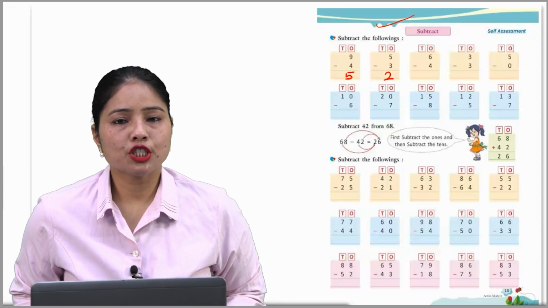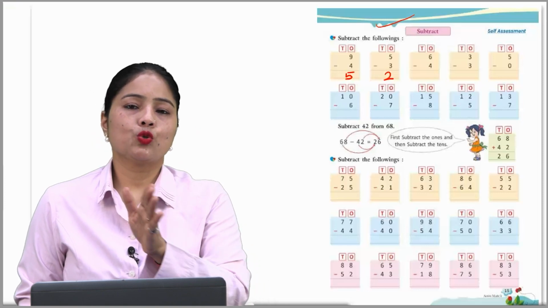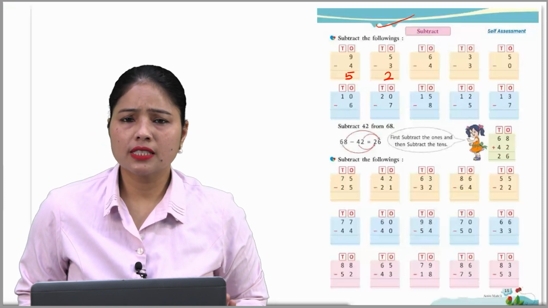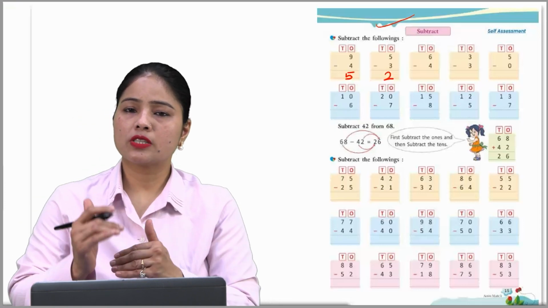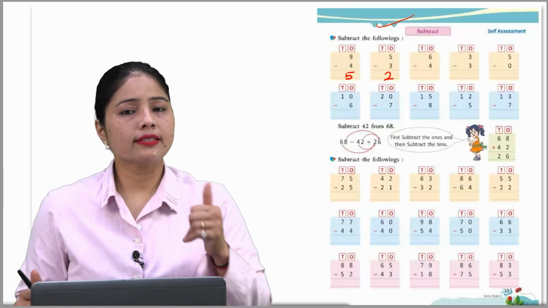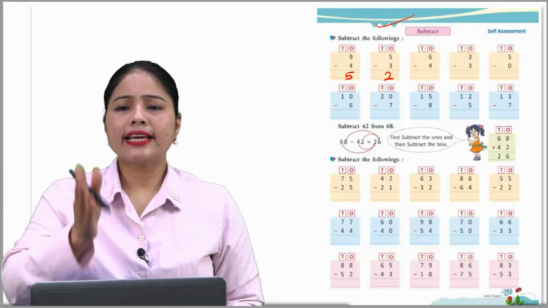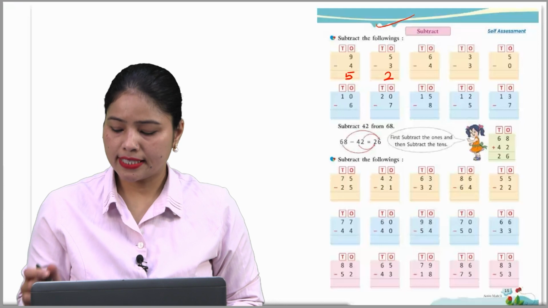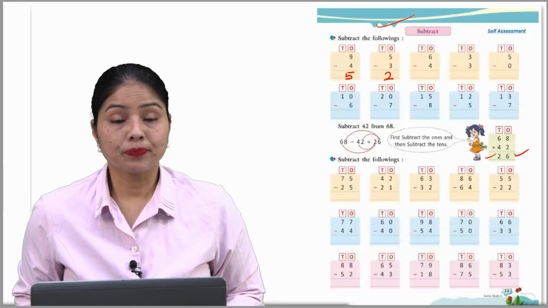Now subtract 42 from 68. 68 minus 42 is equal to 26. First subtract the ones and then subtract the tens. पहले ones को subtract करोगे, ones की place को, then tens की place को. So ones, tens, like 68 minus 42 you will get 26. Okay. आपने ones से start किया, then tens की place से start किया.